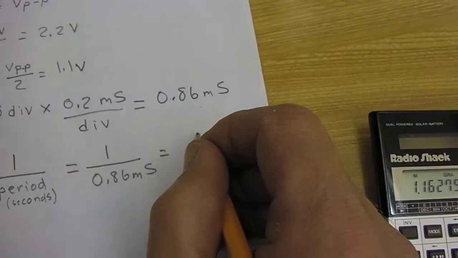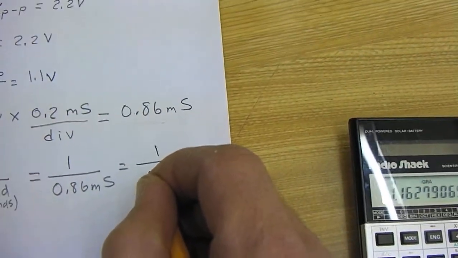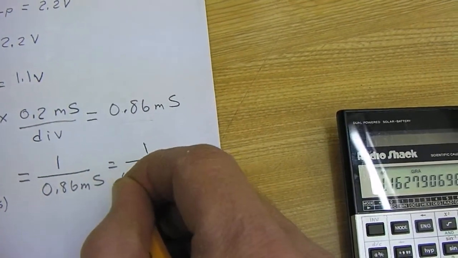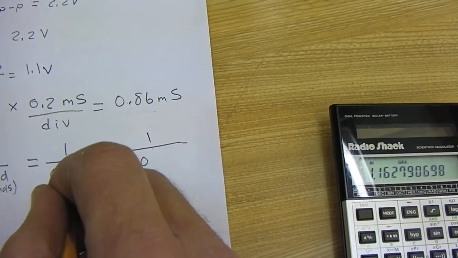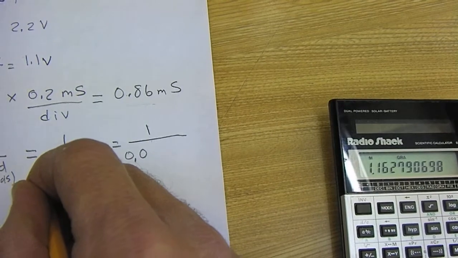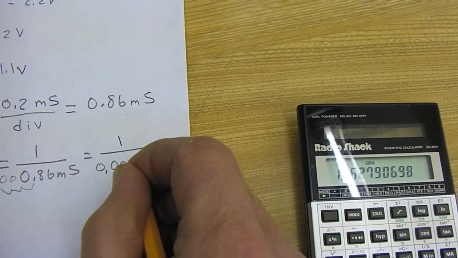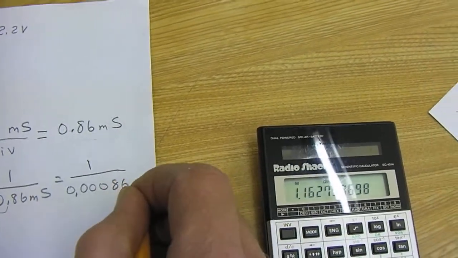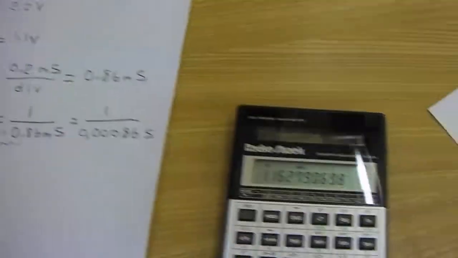So we could convert that to standard notation. We could write it as 0.0. We can move the decimal place 3 places to the left. Here we'd add 3 more zeros, so that'd be 0.0086 seconds. That's one way we could handle it.